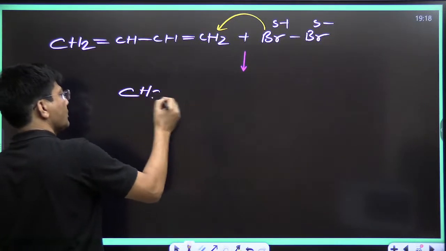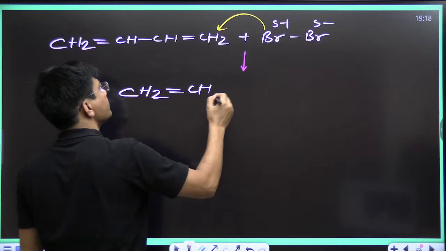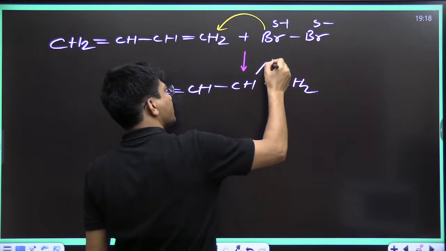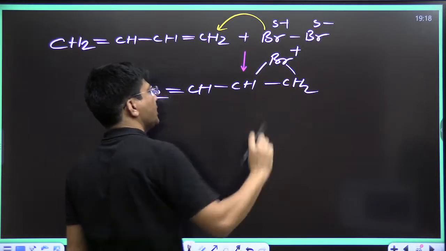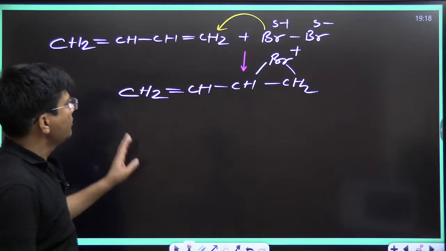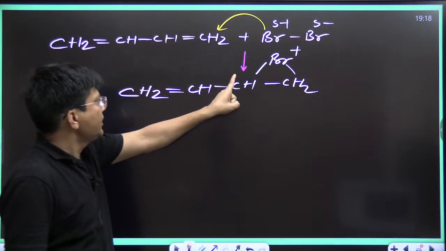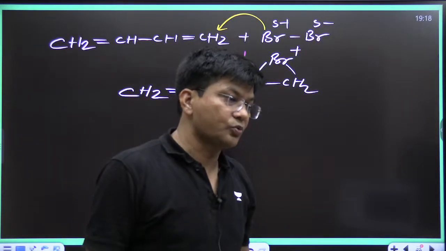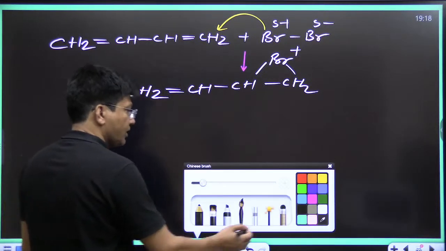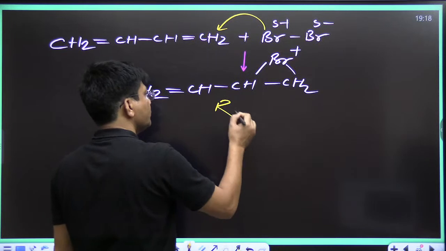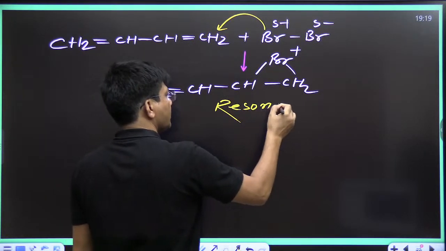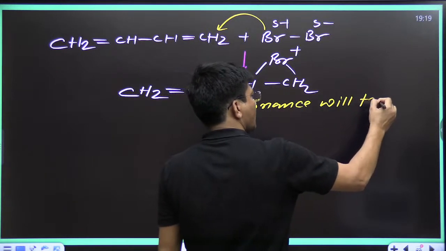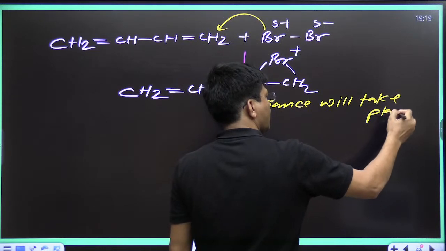CH2 double bond CH, CH, CH2. Now with this Br, we will get a bromonium ion, a 3-membered ring. Here you see rearrangement cannot take place, but the resonance will take place, my dear friends. No rearrangement, but resonance will take place.